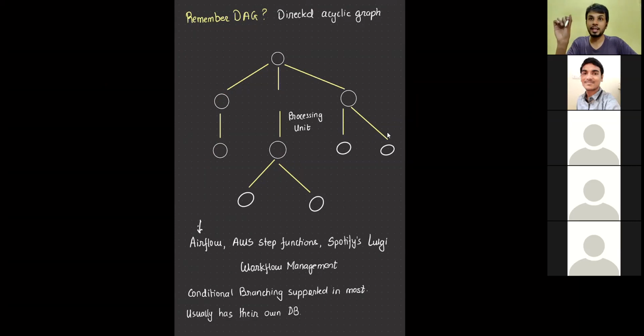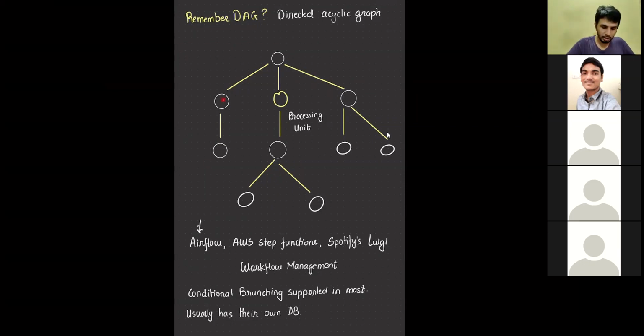Okay, each node of this graph is one processing unit, and once the processing of that unit is done, it would go to the next step. Now let's say this is the first processing unit. Let's say this step says download the video. Once the video is downloaded, it would trigger 3 jobs, 1, 2, and 3. These 3 jobs would run in parallel.